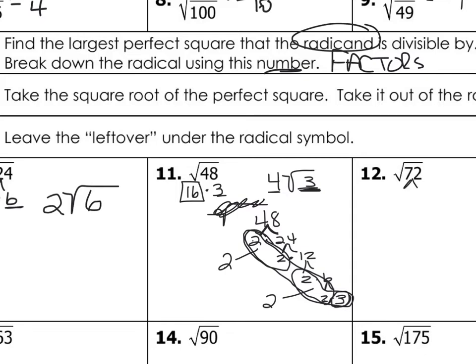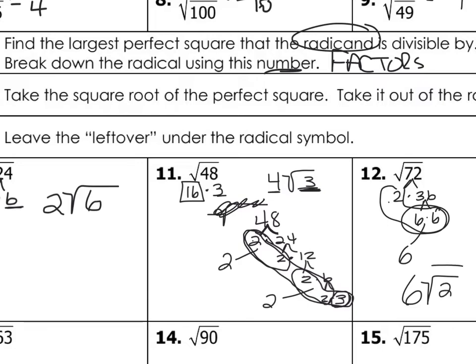Okay, let's do 72 that way. All right, so 2 times 36. Well, we know 36 is a perfect square, 6 times 6, right? So I got a pair of 6's that came out as 1. They stay outside. 2 doesn't have anybody, so he stays home.